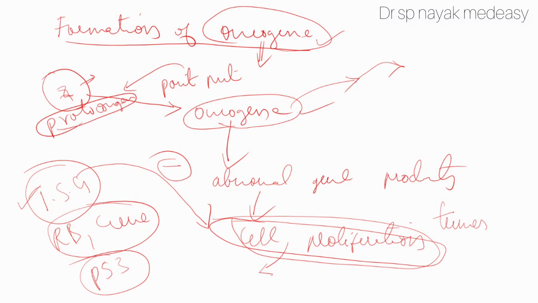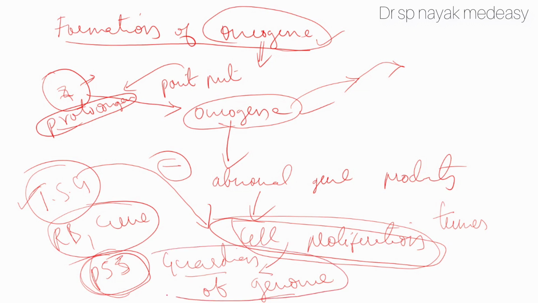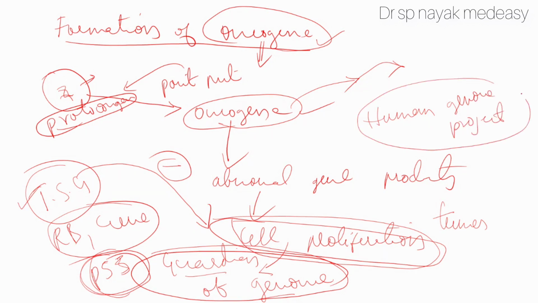There is one concept called guardian of the genome. This P53 gene is a tumor suppressor gene, and it is known as the guardian of the genome. Why is it named the guardian of the genome? Very, very important point. It is named so because there is one concept called the Human Genome Project. Did you hear the name? Human Genome Project, this is very important. I think you might have heard about this Human Genome Project.